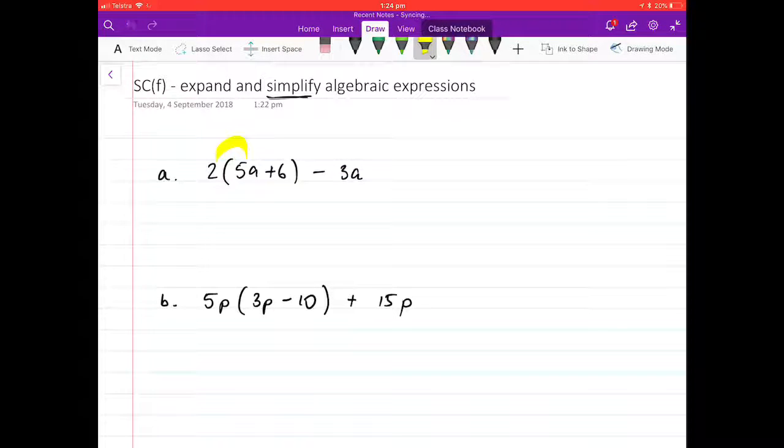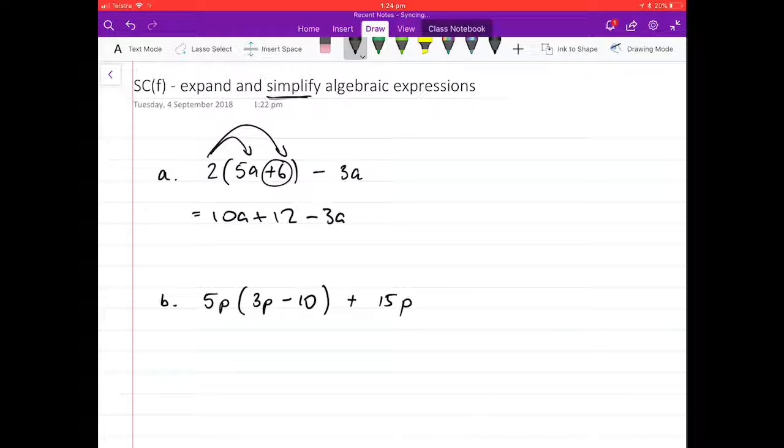First one here, 2 lots of 5a. All right, so 2 lots of 5 apples will give us 10 apples. And then we've got 2 lots of positive 6, which is plus 12. On the end, we just add on that subtract 3a, or 3 apples, whatever you like to think of it.